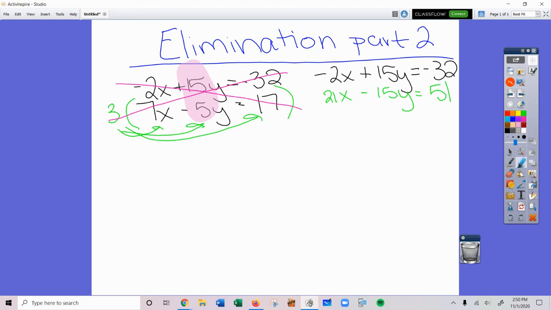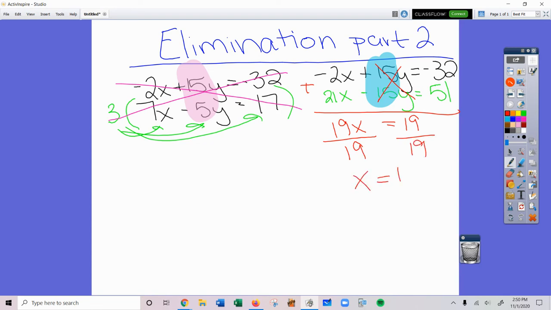Okay, and now when I look for a matching coefficient, I definitely see that right here. And that top 15 is positive, and that bottom 15 is negative, which means I can go straight into adding these two things, and I can add straight down. So a negative 2 plus a 21 will give me a 19x. My y's cancel out. A negative 32 plus a 51 is going to also give me a 19. This is something I can solve. And I will get x equals 1.